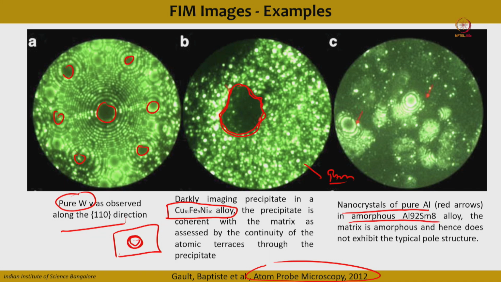And here you can see nanocrystals of pure aluminum in an amorphous Al9SM2 alloy. In this amorphous matrix there is no crystallography associated with it, because these spots are randomly arranged. But you can see certain terraces, like this first location, second location, third location, fourth location, which correspond to pure aluminum nanocrystals embedded in the amorphous matrix.